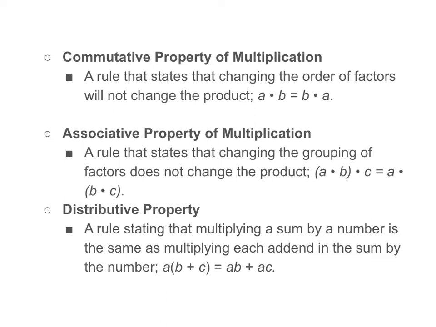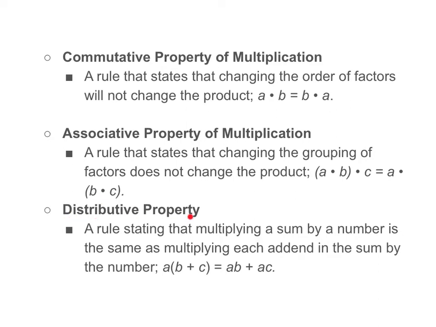Commutative property of multiplication. Remember, that is just a rule that says that changing the order of factors will not change the product. So A times B is the same thing as B times A. Associative property of multiplication is a rule that states that changing the grouping of factors does not change the product. So that's just moving the parentheses.